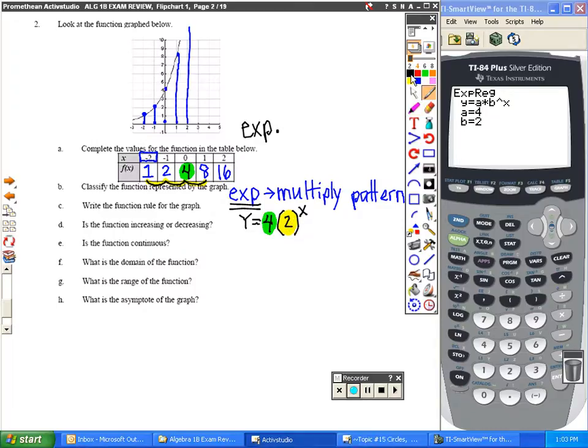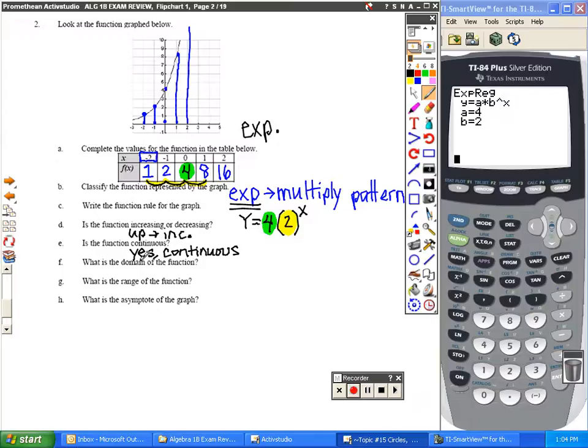Next part. Is this function increasing or decreasing? Well, if you read the graph from left to right, the line is going up. So since the line is going up, we say that it is increasing. Is this function continuous? If you were to put your pencil on this line, would you have to lift it up? You would not. So this is yes, continuous.